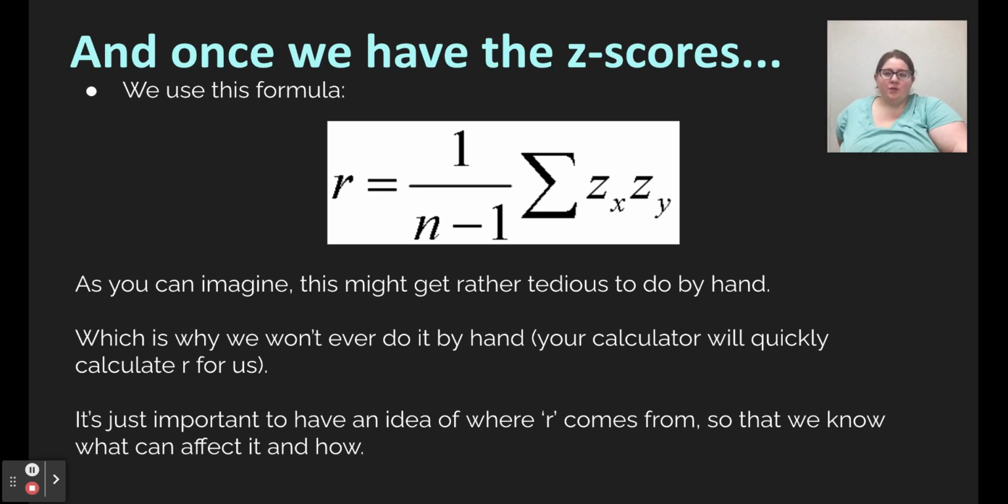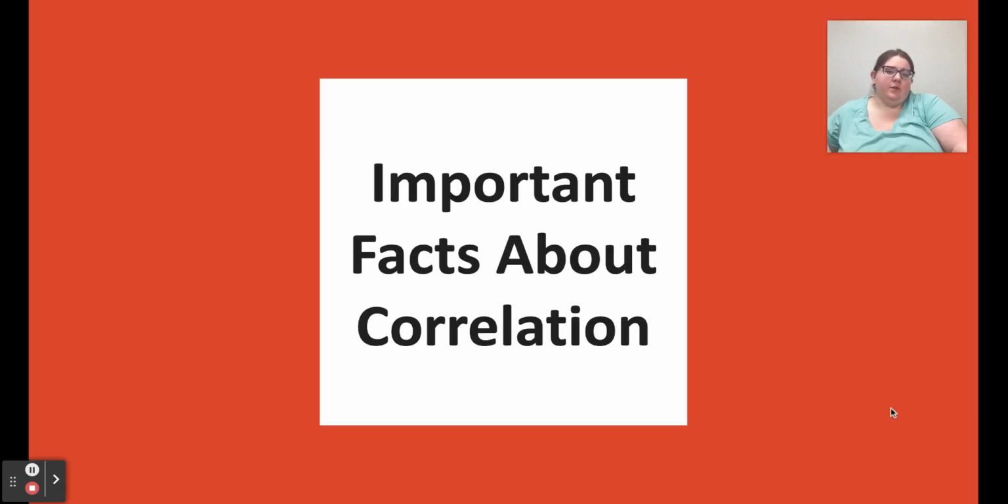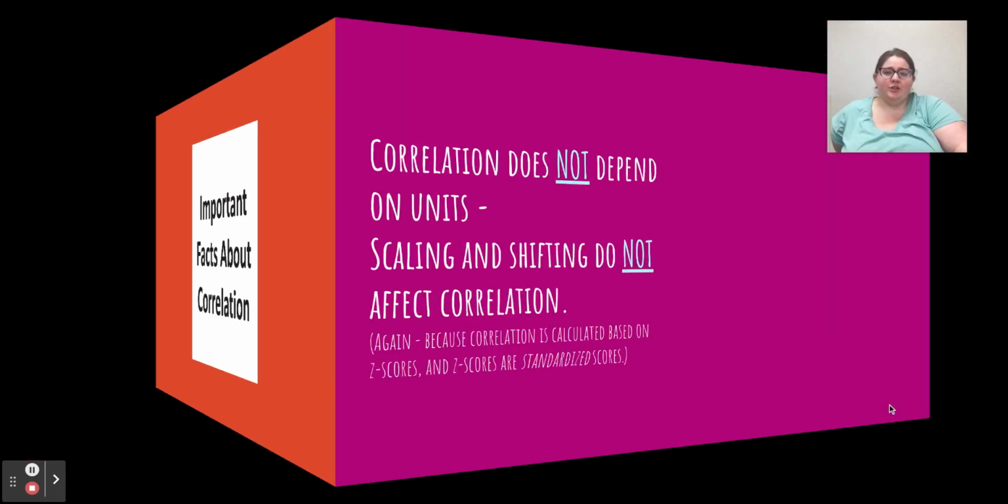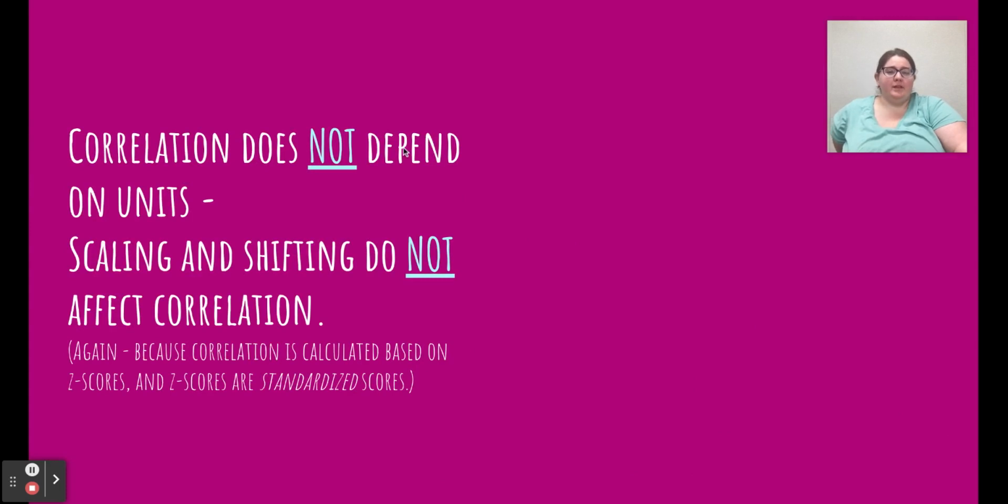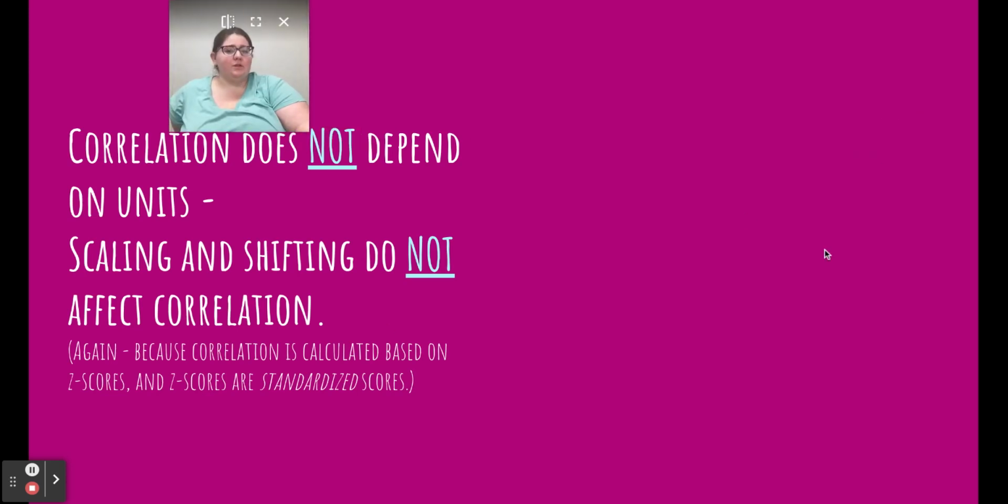It is calculated from z-scores, and if you remember from the last unit, changing units doesn't really change z-scores. Z-scores are standardized scores. That's the point of them, that they're always on the same scale, which is important for R. If we're going to have it work for all different kinds of data with all different scales of variables or numbers, we want it to be standardized. So, important facts about correlation that you need to know: it does not depend on units. Scaling, shifting, or changing units will not affect correlation because it's calculated from z-scores.